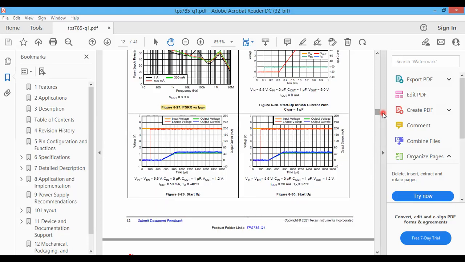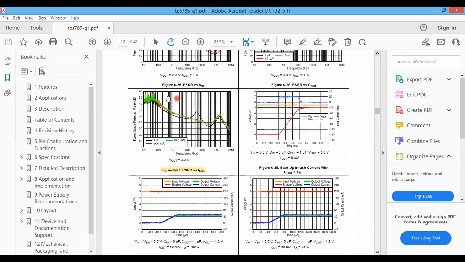And finally, we have this power supply ripple rejection characteristic. You have to look at this if you want to get rid of noise coming from your power source. At low frequencies, the PSR is around 70 to 80 decibels. And when the frequency increases to 10 megahertz, the PSR drops to 20 decibels.